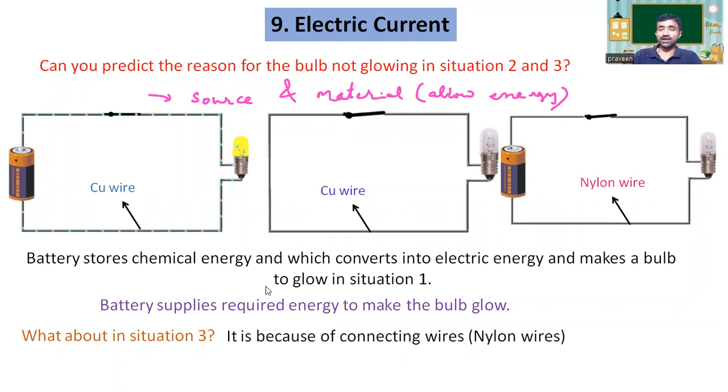Here it is a nylon wire, so that nylon wire may not be supporting. If I compare situation 1 and situation 3, copper wire is supporting, nylon wire is not supporting. So that's why I am able to say here the nature of the material is important in conducting the energy, or flowing the energy, or allowing the energy through it.